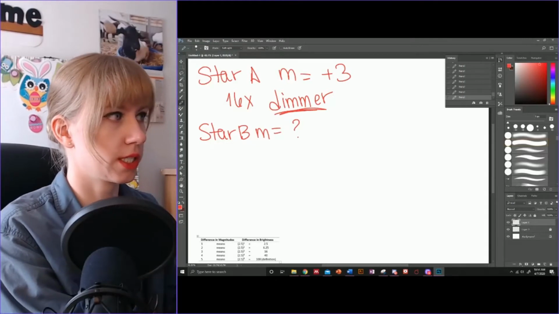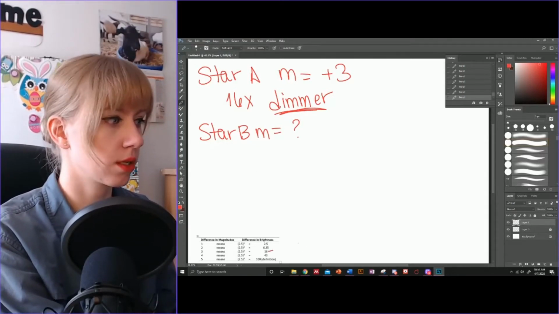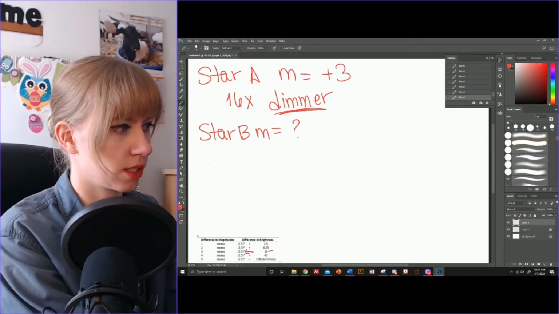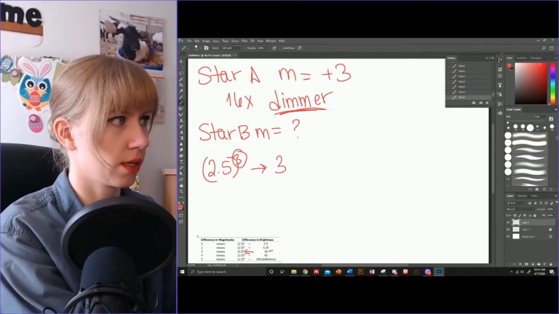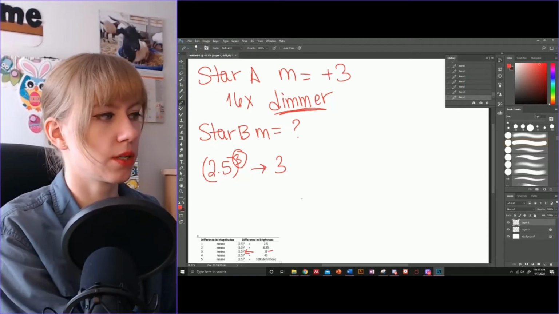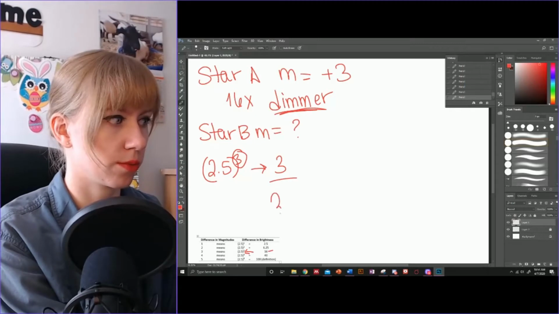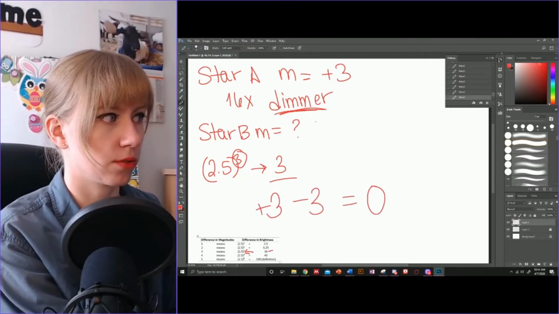Okay, so in this case we have 16 times dimmer, that's the difference in brightness. So if we move over to the left, we see that that means it is 2.5 to the third, which means our difference in magnitude is then 3. Okay, and since A is dimmer than B, we have to subtract from what we found here. So we do plus 3 minus 3, and that gives us an apparent magnitude of 0.